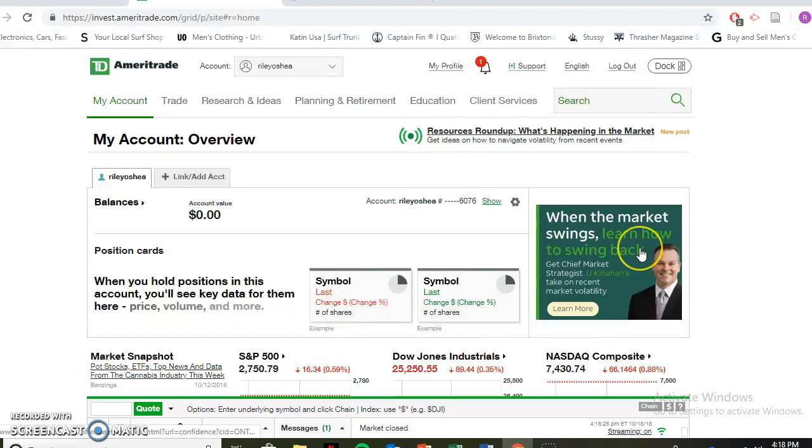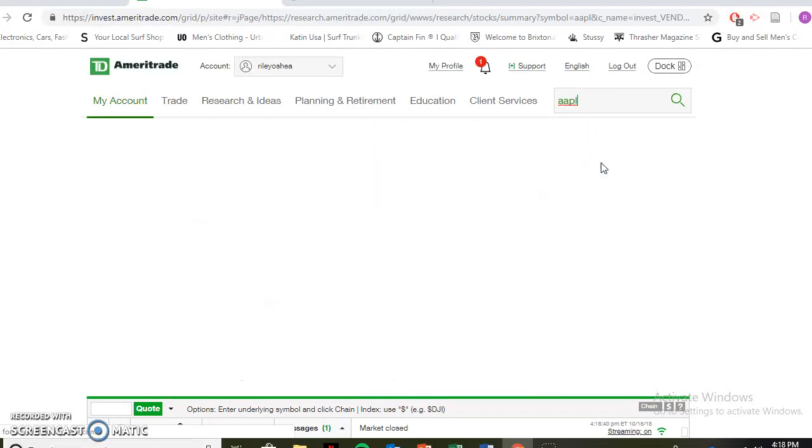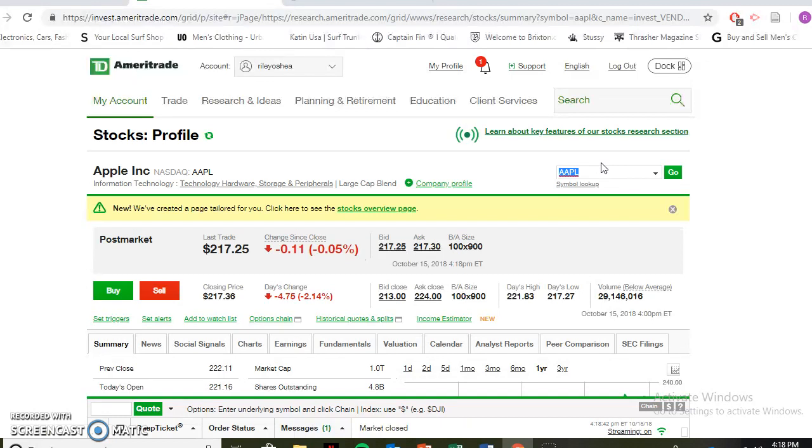I currently do not have any money in here. I'm a broke college kid, so I can't afford it right now, but it's usually what I use. But it's pretty simple to use. So let's say you want to look at Apple stock. We already have the ticker up for Apple. This can be easily found, or you can just search Apple.